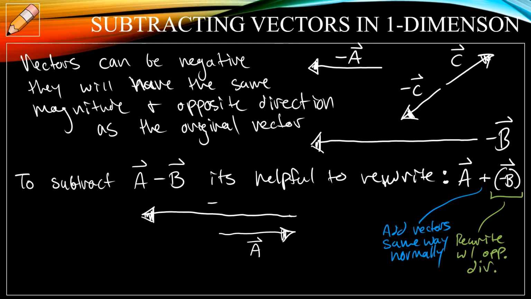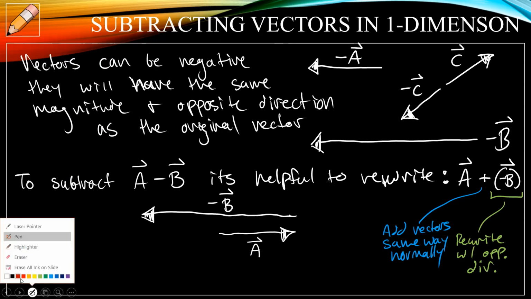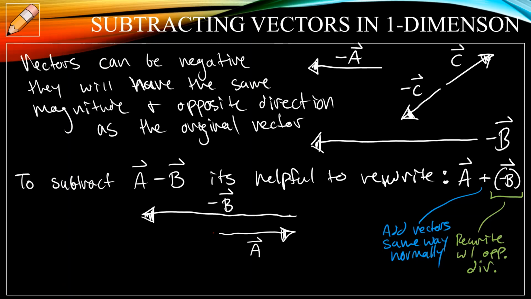So that's the vector negative B. And then when you add the two vectors to find the resultant, you go from the tail of A to the tip of B. So whenever I add these two vectors together, I go from the tail of A to the tip of B. And that right there is my vector A minus B.